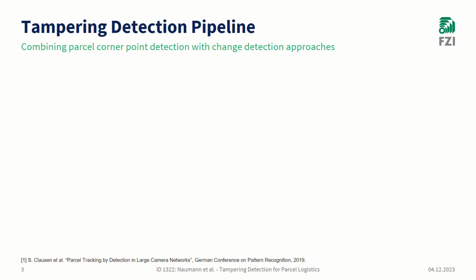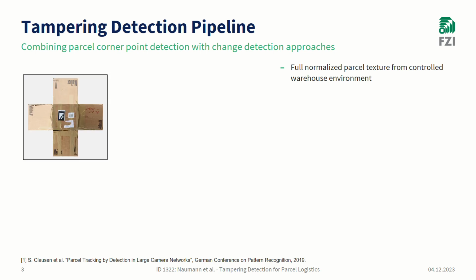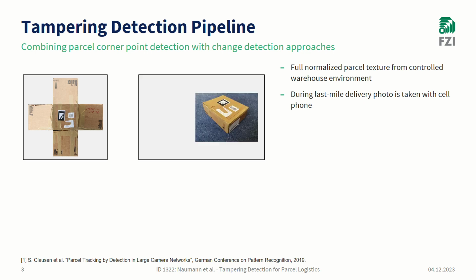Before diving into details, we want to outline our tampering detection pipeline. As mentioned before, we assume a controlled environment within warehouses from which we can obtain the full normalized parcel texture. We will talk about what we mean by normalized shortly. Then, during last mile delivery, a photo is taken with a cell phone camera. Our proposed tampering detection pipeline then looks as follows. First, we need to re-identify the parcel on the cell phone camera image to get the above image pair. While Clausen et al. suggest an approach for this, it is done marker-based in our work.